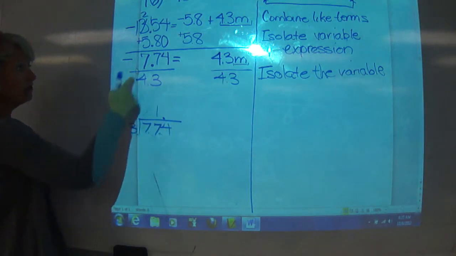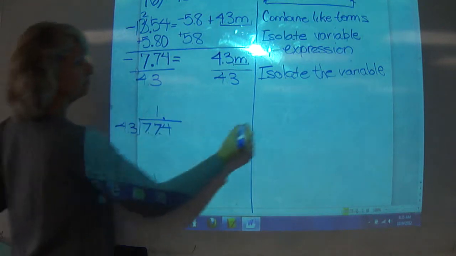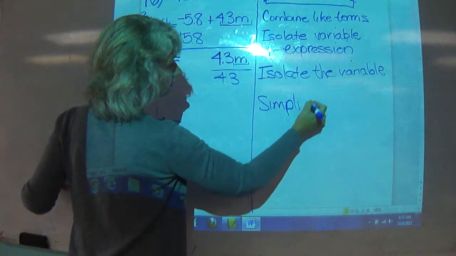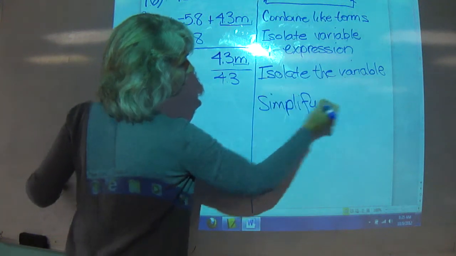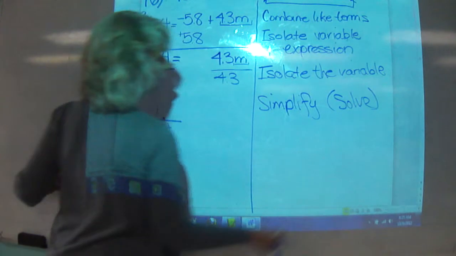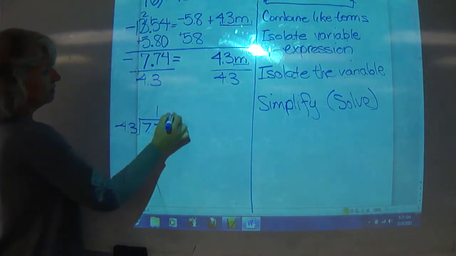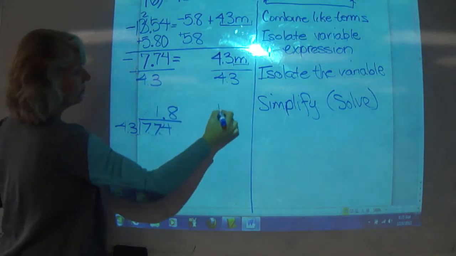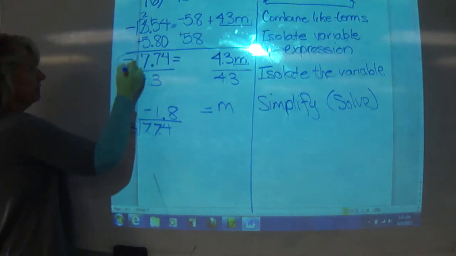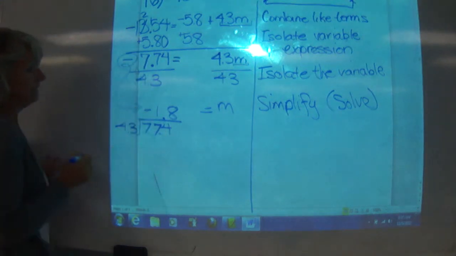Okay? Is your answer going to be positive or negative? And simplify or solve is our final. Or solve. Or evaluate. Or what other words can we use? And I'll tell you, it's 8. And so m equals negative, don't forget this, 1.8.